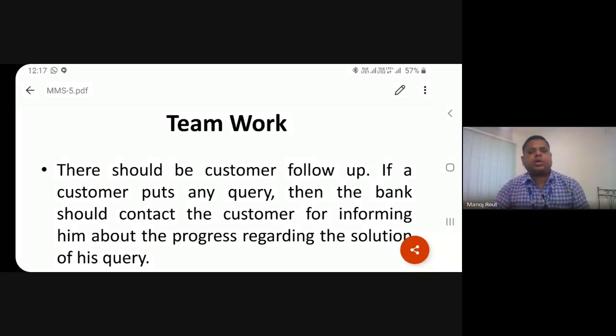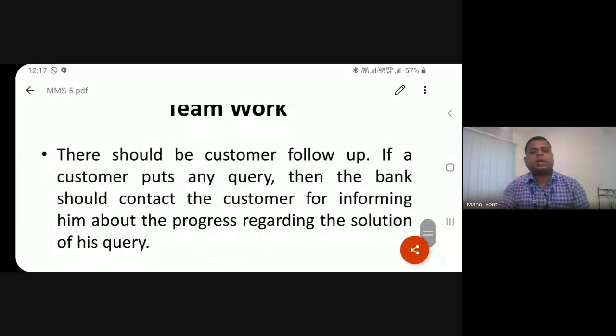When a customer puts in a query, the bank should contact the customer to inform them about the progress regarding the solution of the query. The most important thing is that every customer query should be followed up across the different branches of Punjab National Bank. In the just-in-time concept, the most important thing is teamwork. The teamwork should bring all circle offices onto a particular platform, and they implement the centrally operated ERP software. Moving to the next slide.